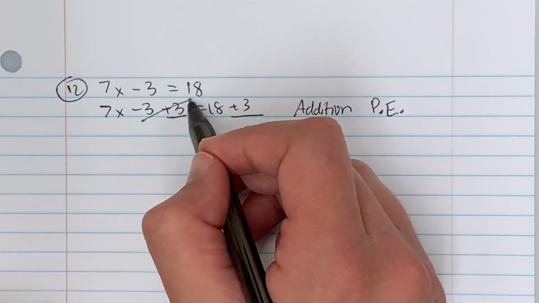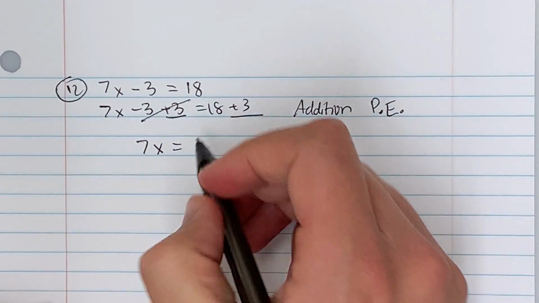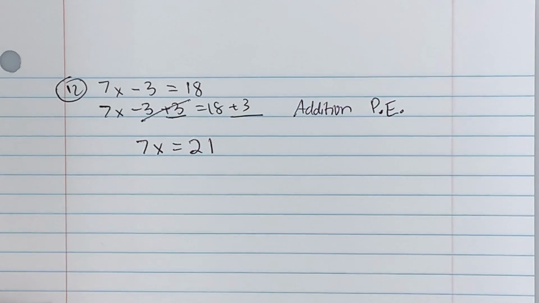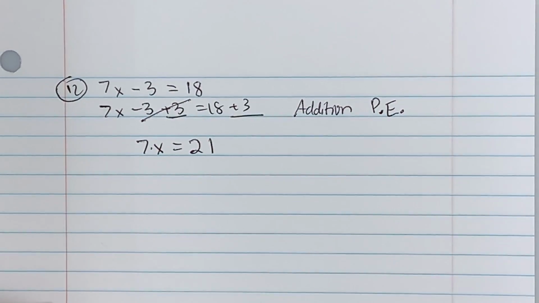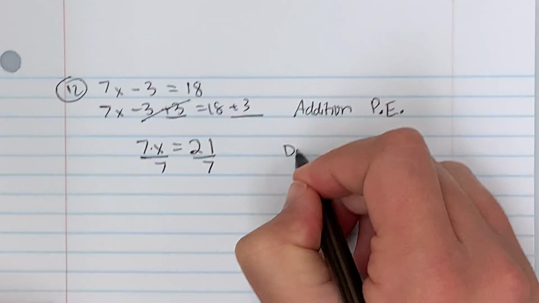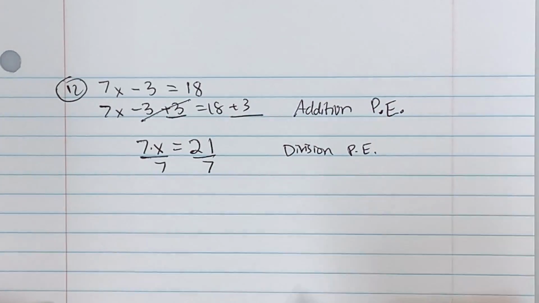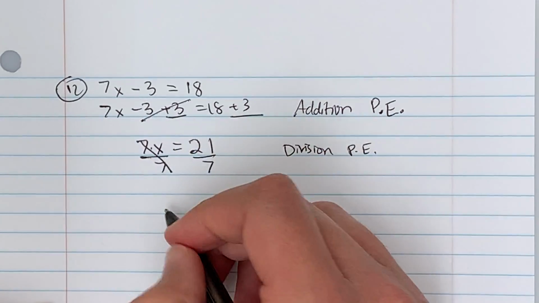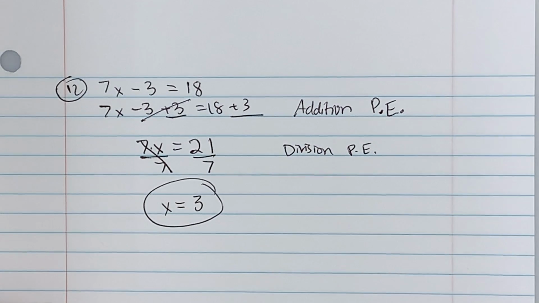All right, those 3's cancel out. We get, bring down our 7x equals 18, 19, 20, 21. All right, and then next, 7x means 7 times x, right? So the opposite would be to divide. So we're gonna divide both sides by the 7. That's our division property of equality. Our 7's cancel out. X equals 21 divided by 7 is 3.